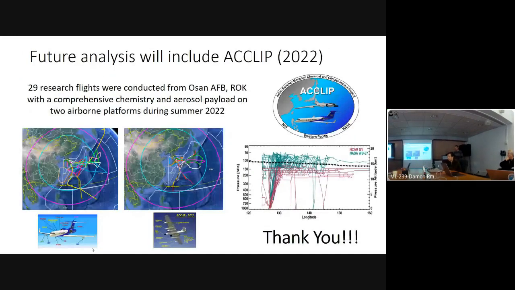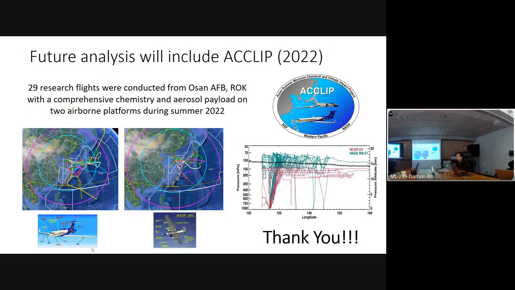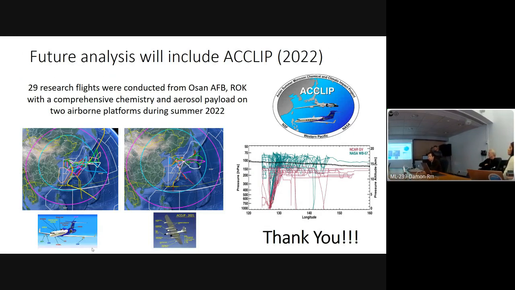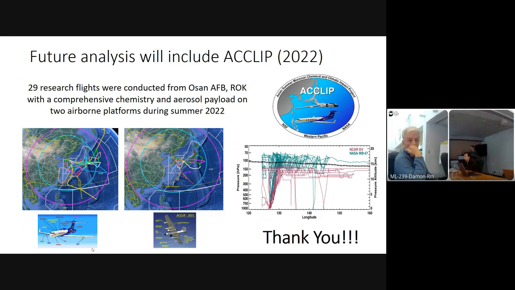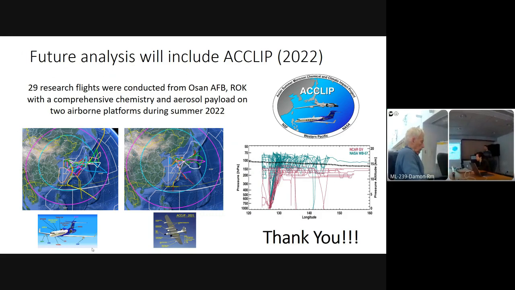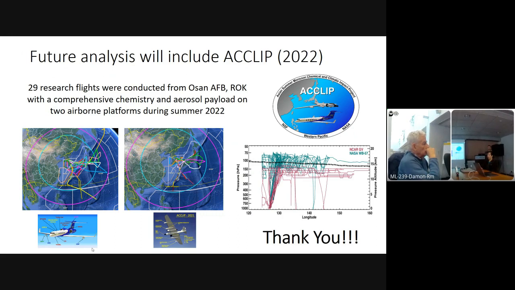And my very last slide is more or less saying the same thing that Jim said, that we're very interested in applying this to the 2022 ACLIP mission, which just took place from Korea last summer. These two maps are showing sampling from the G5 aircraft and the NASA WP-57 aircraft, as well as the vertical sampling on the right side. These data are not final yet, so we weren't able to include them in our analysis for this meeting, but nonetheless will give us more of a window into the monitoring processes.